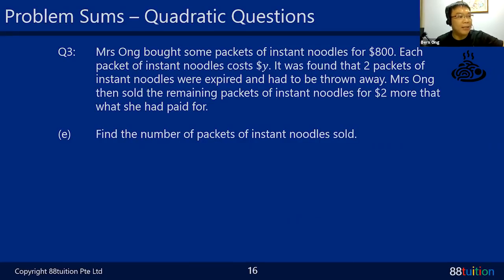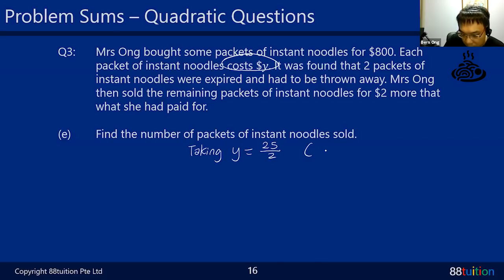Find the number of packets of instant noodle sold. Can y be negative 64? Y is the money. How can money be negative 64? So down here you can say, taking y as equal to, just now, 25 over 2. And down here you can say, I will be rejecting y equal to negative 64.